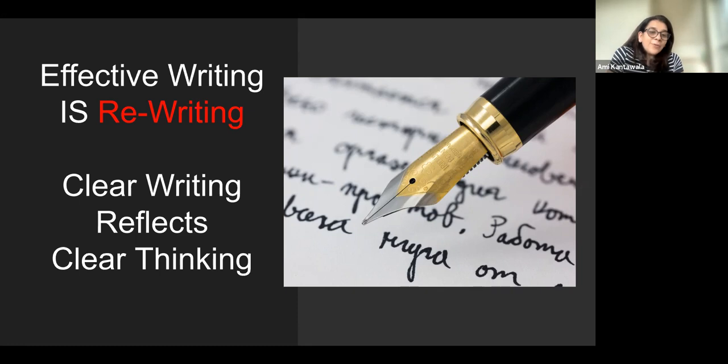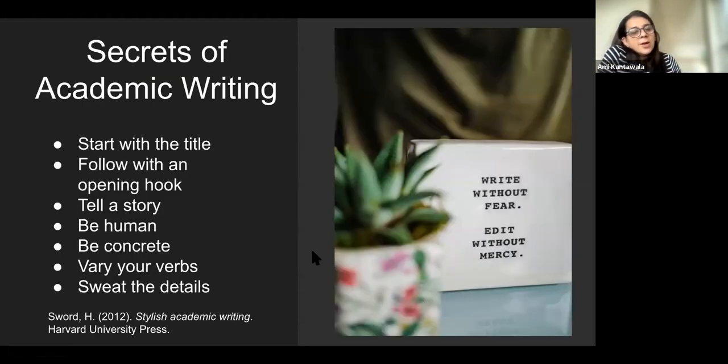And essentially, effective writing is rewriting. All of us on this panel go through several drafts of our own writing as well. There are some basic secrets, and I'm going to share my favorite author, Helen Sword, who really talks about stylish academic writing. And she pushes teachers, all of us who are in the classroom, to really think about telling a story of what happens in our classroom.